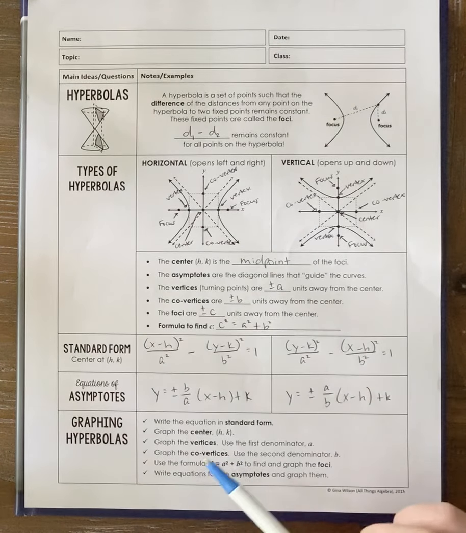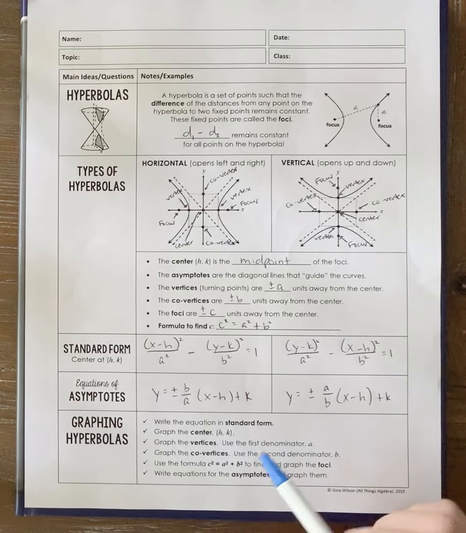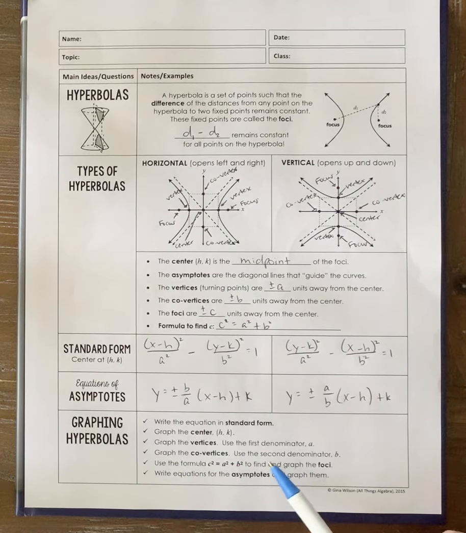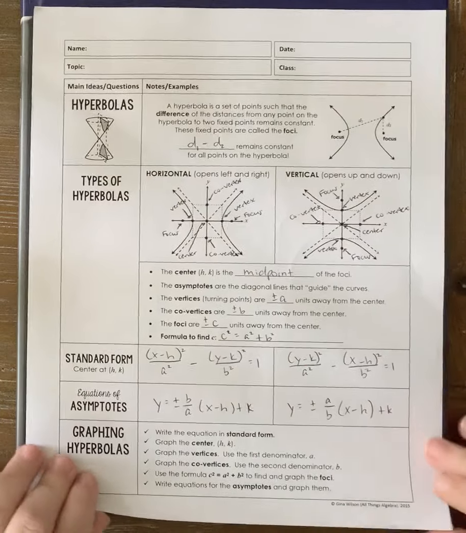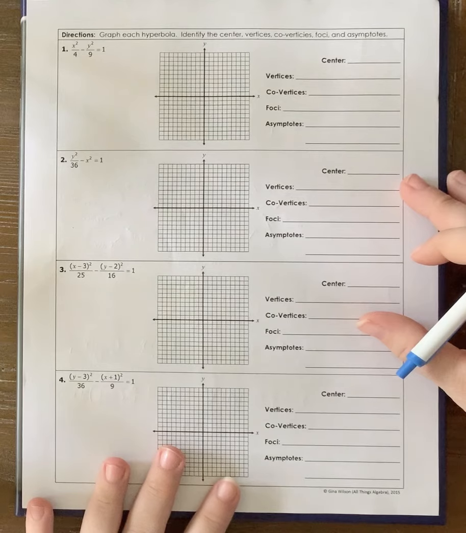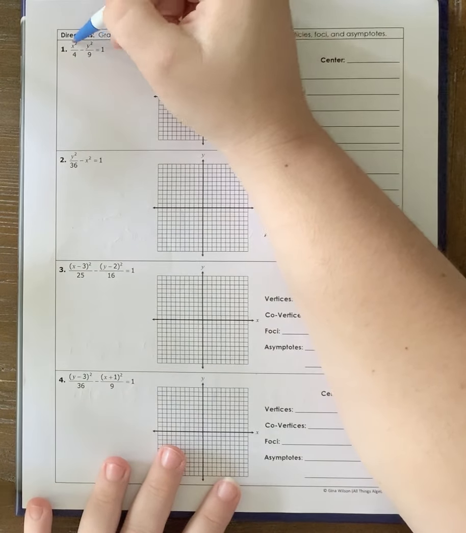So graphing hyperbolas, first you want to write the equation in standard form, then graph the center h, k, graph the vertices, use the first denominator a, graph the co-vertices, use the second denominator b, use the formula c squared equals a squared plus b squared to find and graph the foci, then write the equations for the asymptotes and graph them. Okay? All right, so on this first one here, first we've got to look at our center.